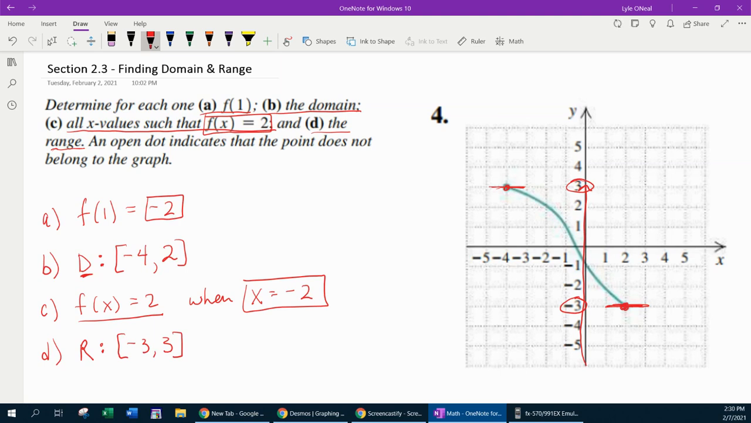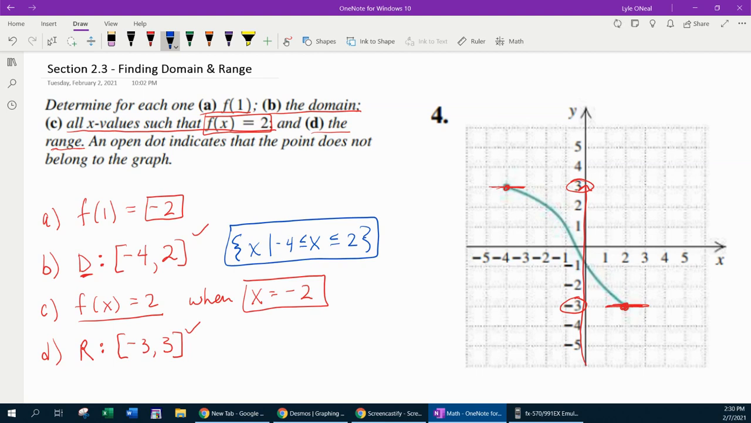Now, like I said a second ago, I was going to do the domain and range in set notation and interval notation. So I've got my interval notation. Now let's look at what that would look like in set notation. So the domain would be the set of all x such that x is greater than or equal to -4, but less than or equal to 2. And that is the way we would express the domain in set notation.